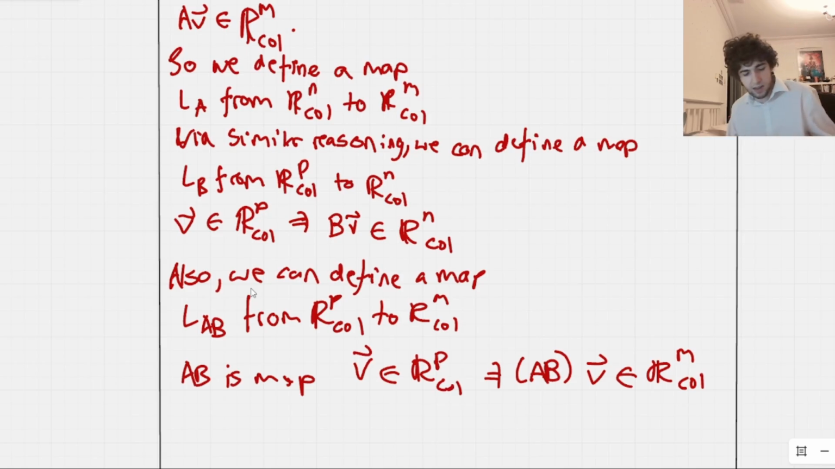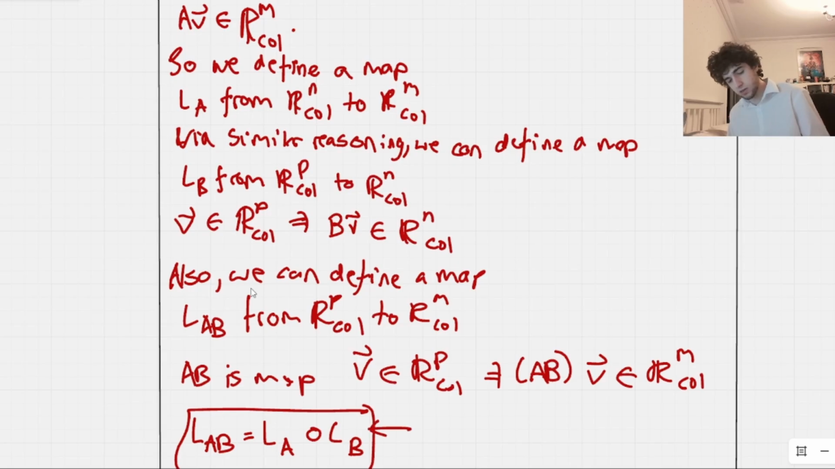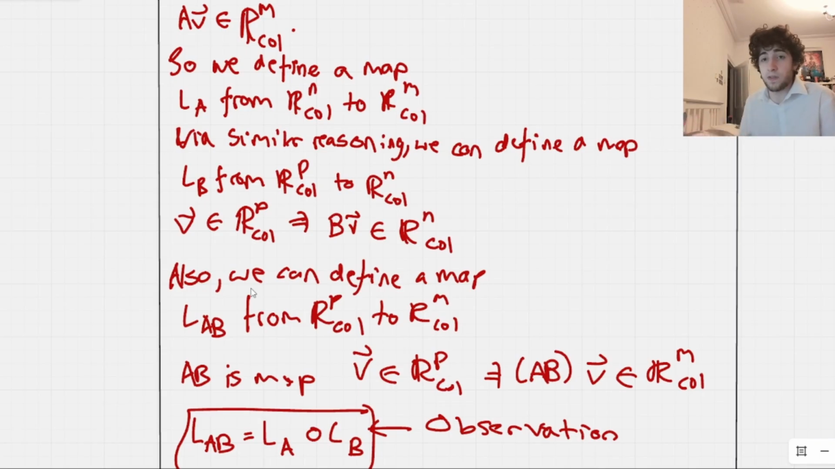That observation is exactly that LAB is effectively the same as LA composed with LB. This is an observation, and it's really a result of the way that we define matrix multiplication. And this is nice, but let's think about, first of all, what this is really saying.